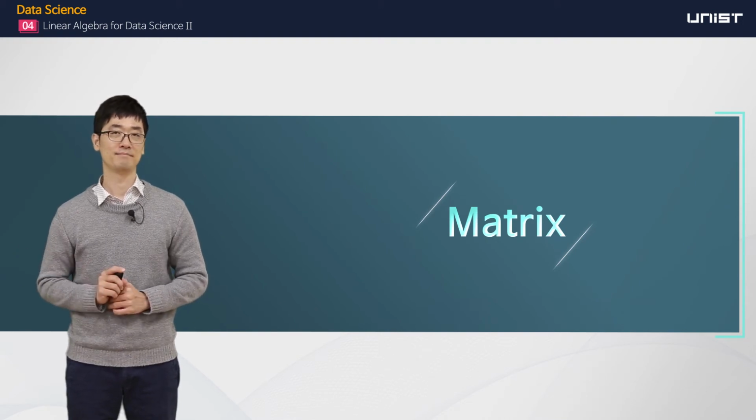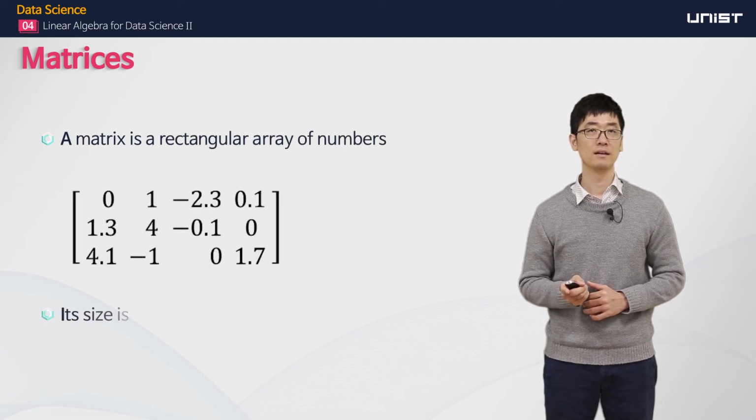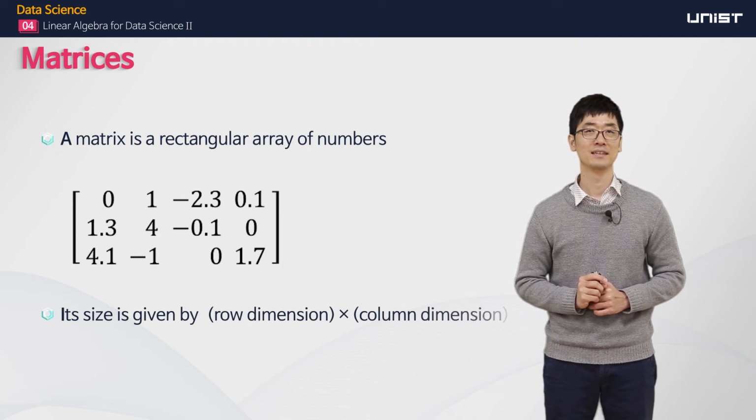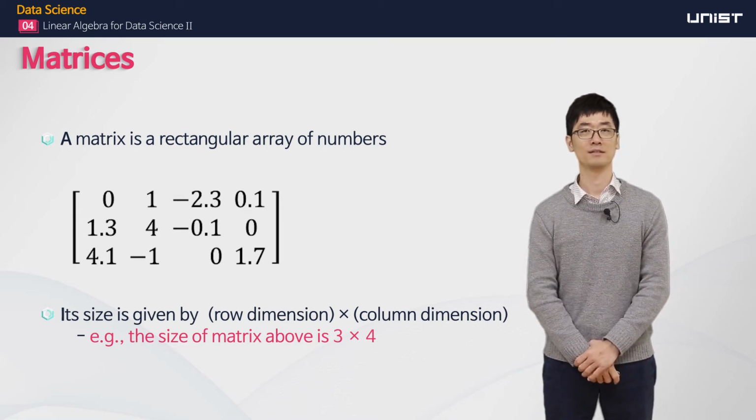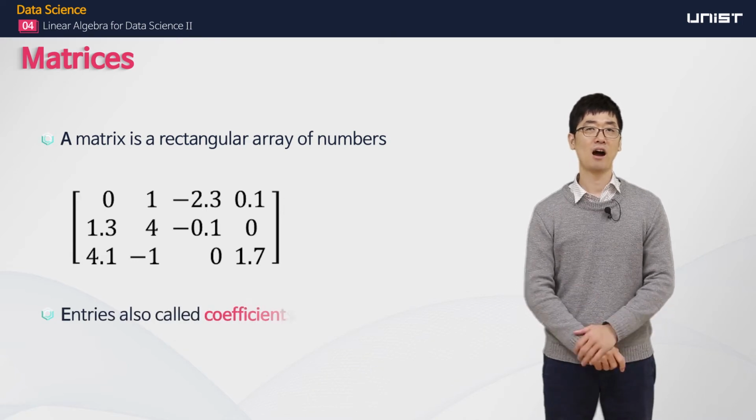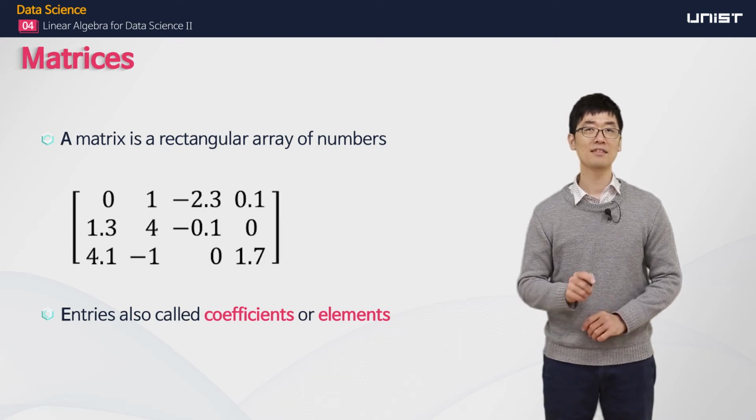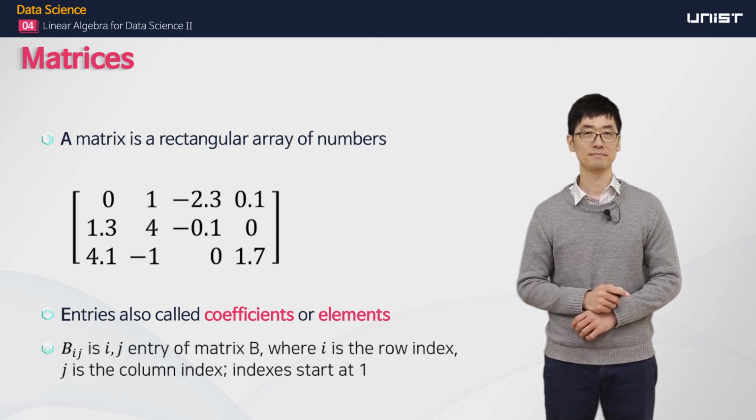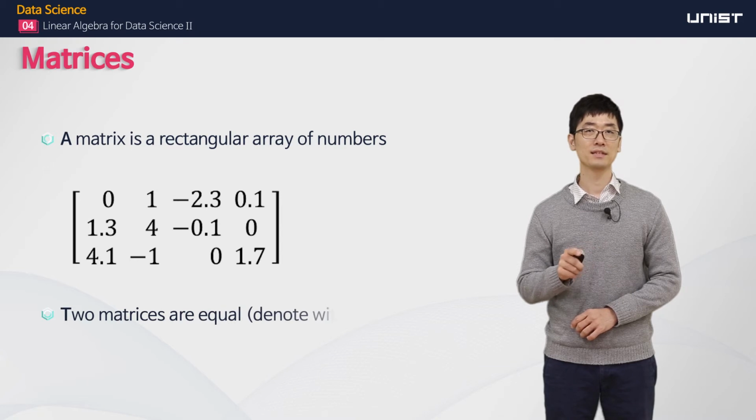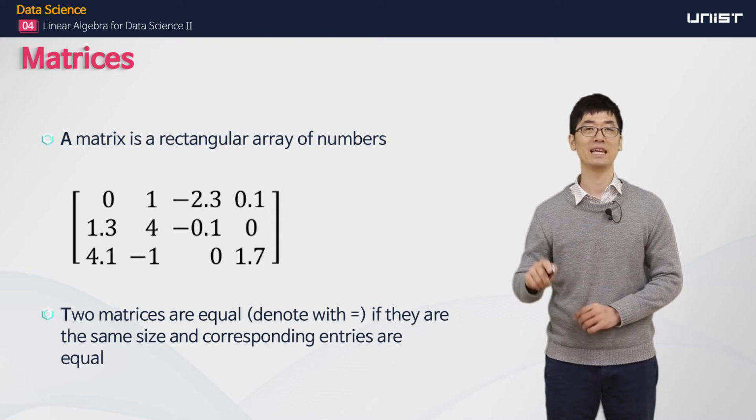Let's move to matrix. A matrix is a rectangular array of numbers. For example, here. Its size is given by row dimension times column dimension. The size of this matrix is 3 by 4. Entries are also called coefficient or element. The element at ith row, jth column of matrix B is denoted by Bij. We say two matrices are equal if they are the same size and corresponding entries are all equal.